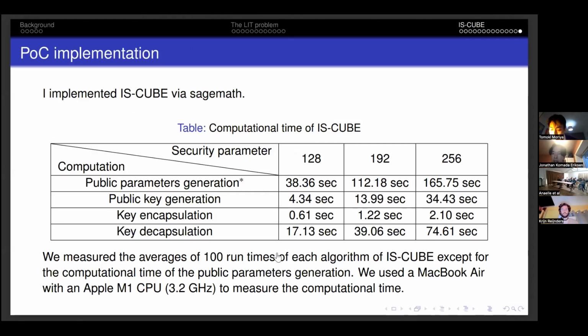Yeah, cool. I thought the timings were quite impressive. It looks surprisingly fast for Sage math code. It was very cool.